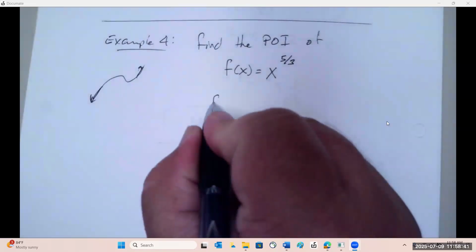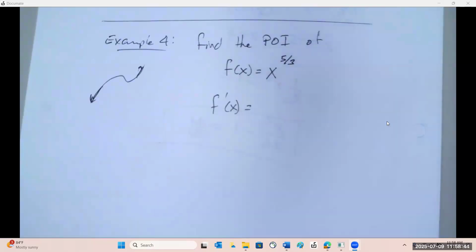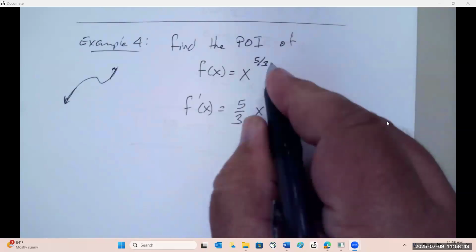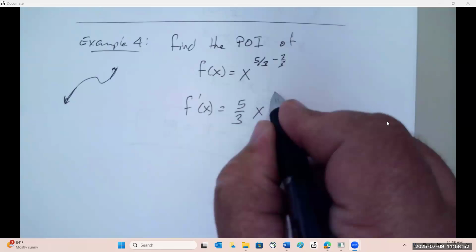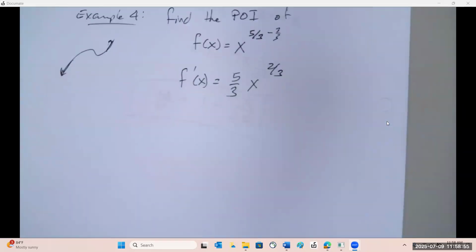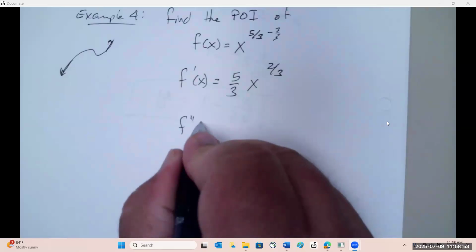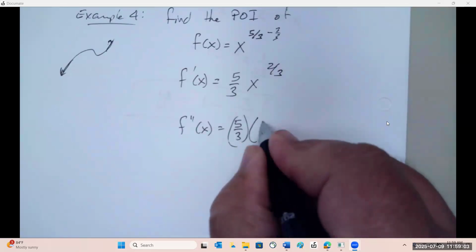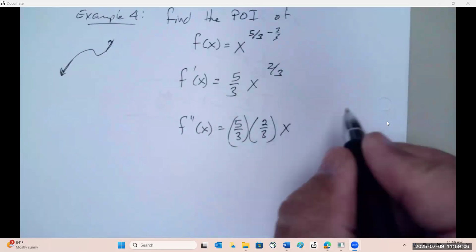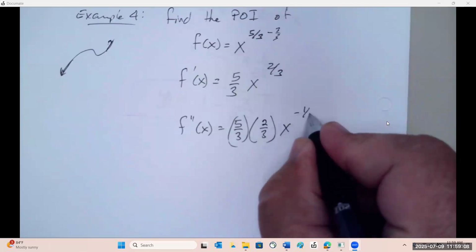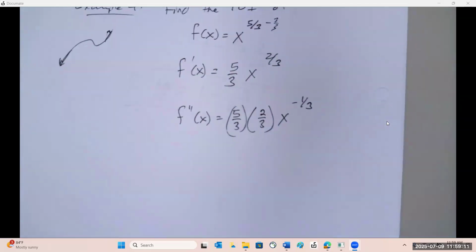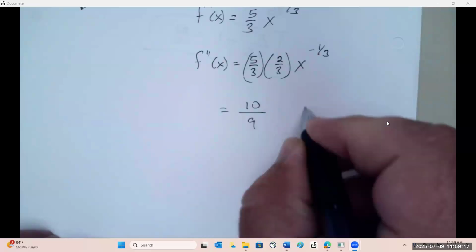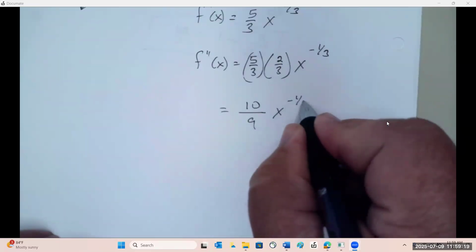To find the point of inflection, we've got to find the second derivative and set it equal to 0. So the first derivative makes it 2 over 3. Then the second derivative would be 5 over 3 times 2 over 3 x to the negative 1/3, which makes it 10 over 9 x to the power negative 1/3.